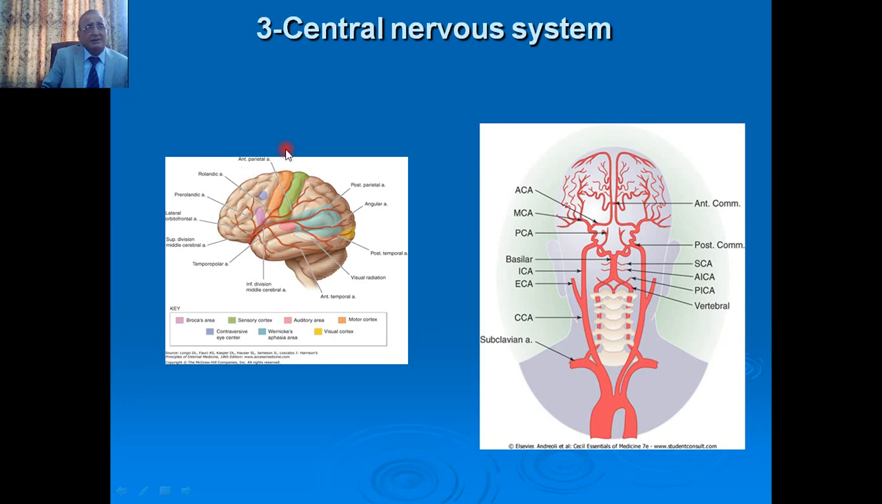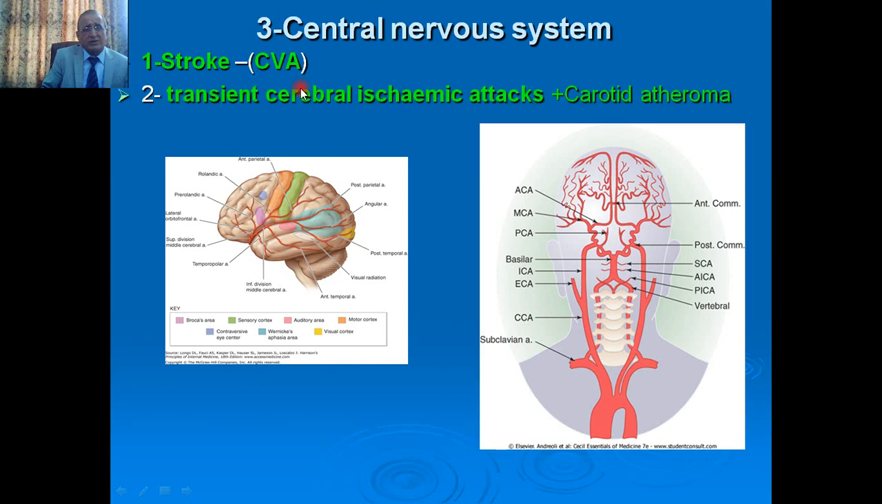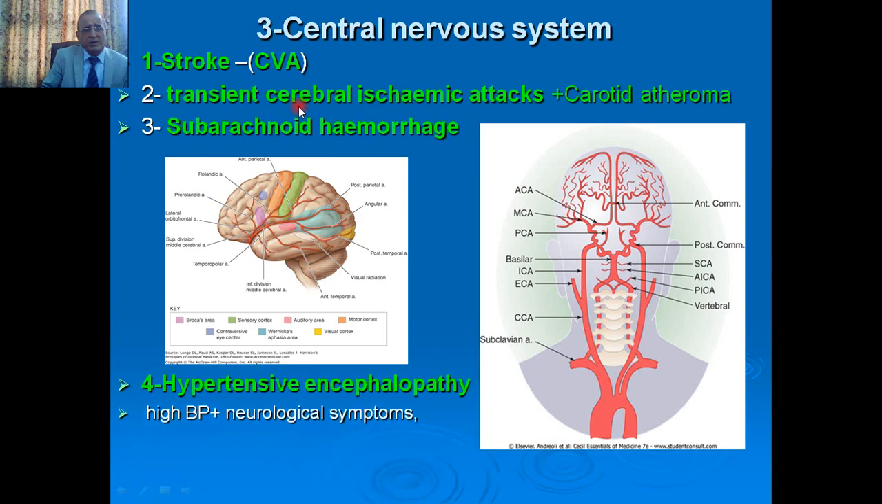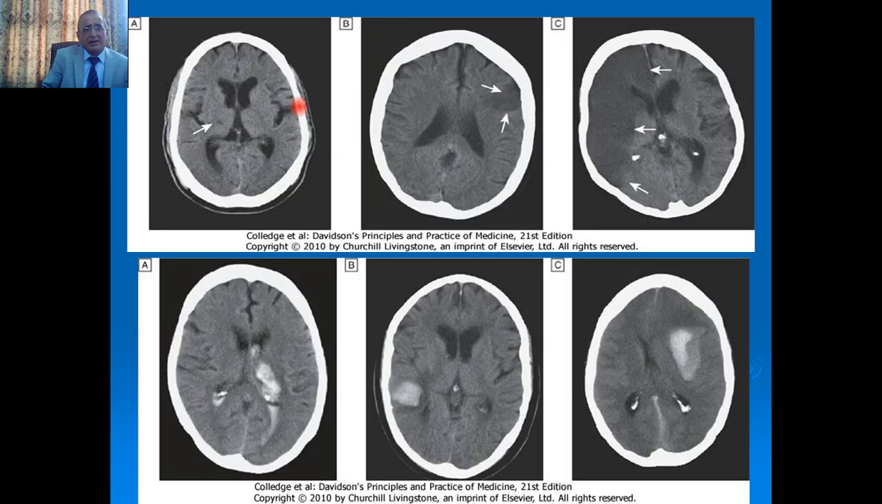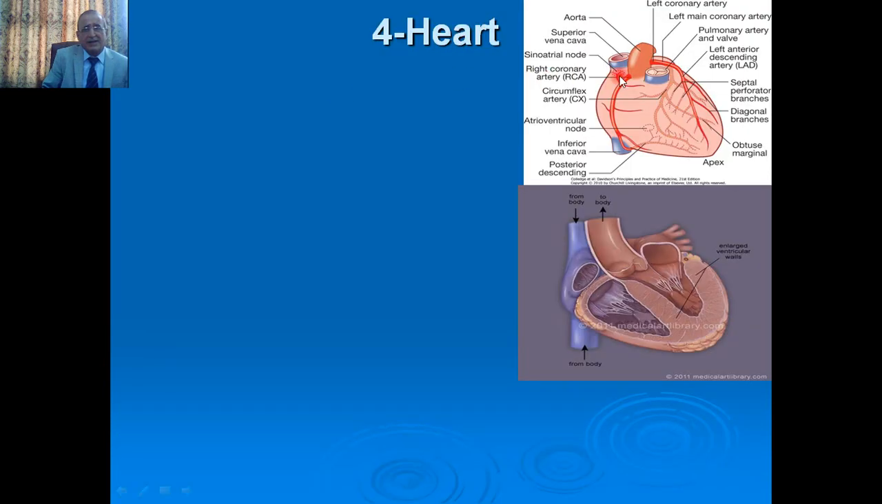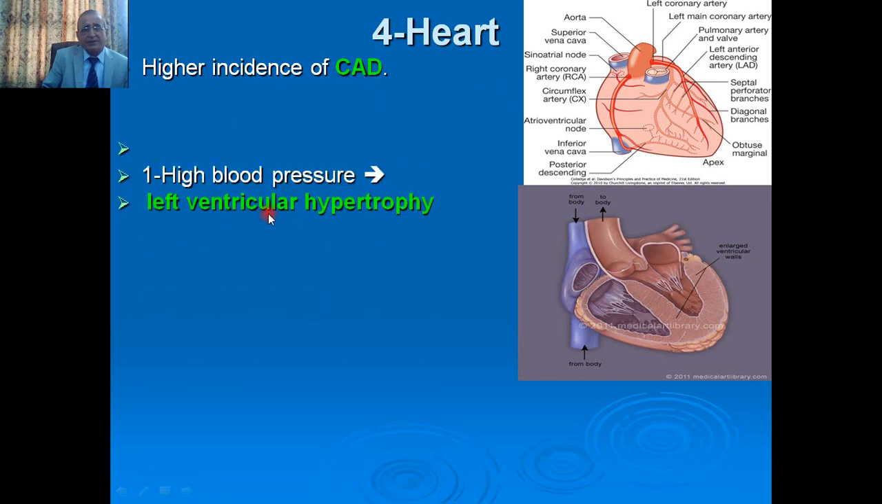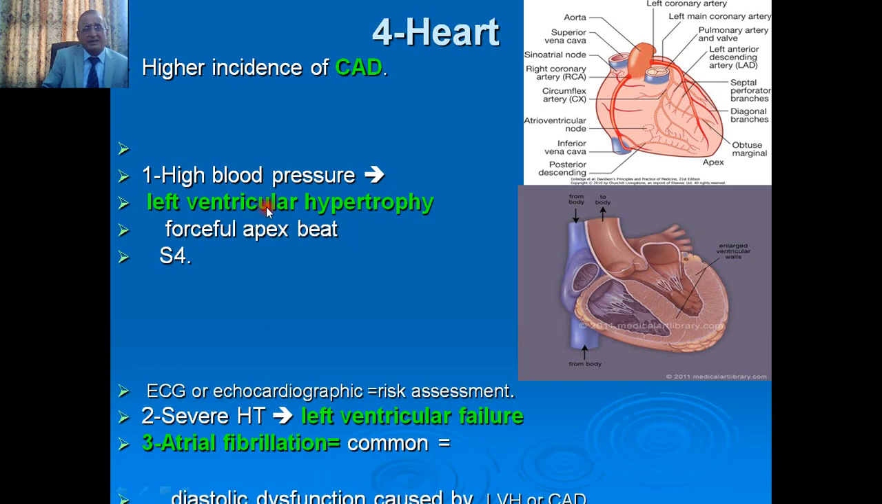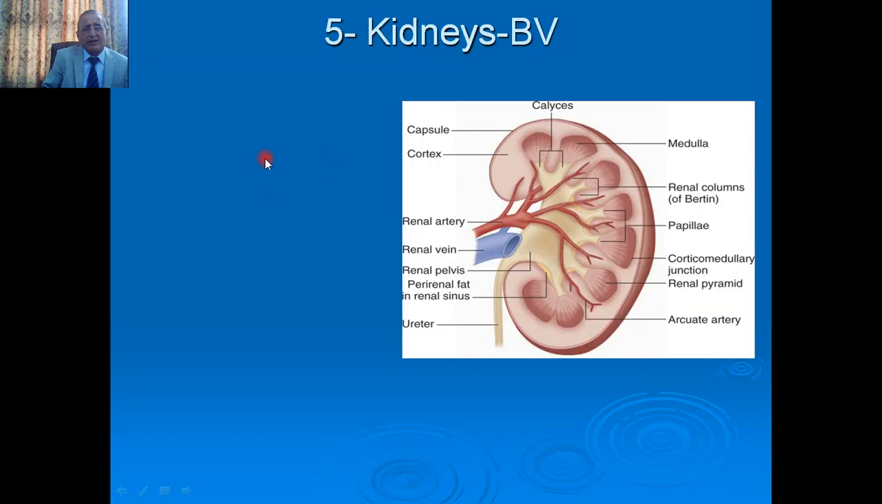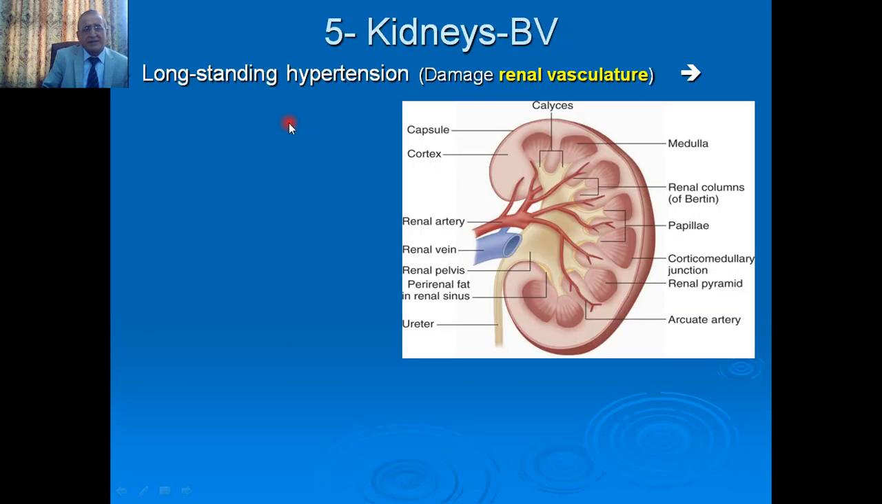And the third organ to be affected, central nervous system, in the form of a stroke or CVA or transient ischemic attack or subarachnoid hemorrhage or hypertensive encephalopathy. The other organ to be affected is the heart, again angina and myocardial infarction, coronary artery disease, or left ventricular hypertrophy, diastolic dysfunction of the left ventricle, and then left ventricular failure. And lastly, the kidney in the form of both macro and microvascular damage, starting as microalbuminuria and then macroalbuminuria.